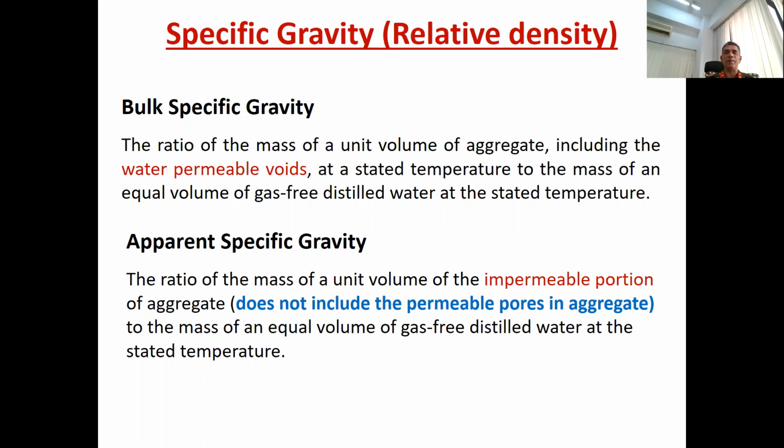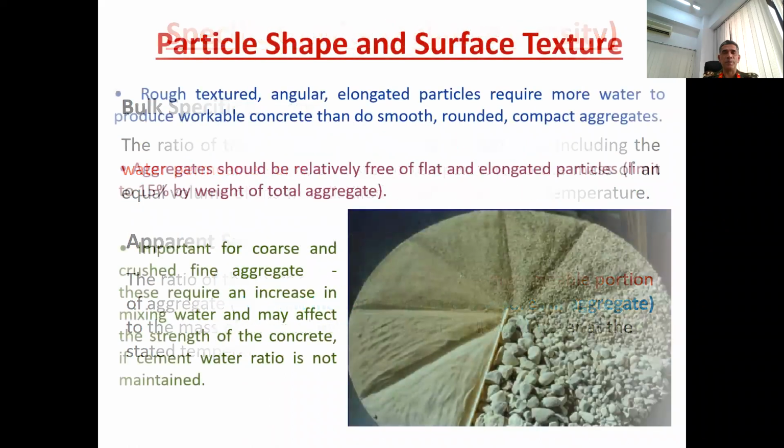In bulk specific gravity, the material includes the water permeable parts. In apparent specific gravity, we consider the impermeable portion of the aggregate. That means it does not include the permeable pores in the aggregate. So that is called the apparent specific gravity.